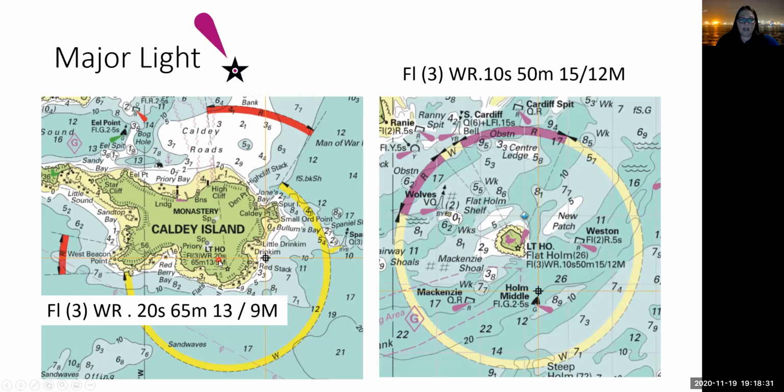Okay, we've got Caldy Lighthouse. And what you can see is that this lighthouse is flashing 3, so now we've got that group flashing, white and red. We've got a white sector on this side of the island, and then we've got 2 red sectors here. This is showing us a period of 20 seconds. So over that 20-second period, it will flash 3, either white or red.